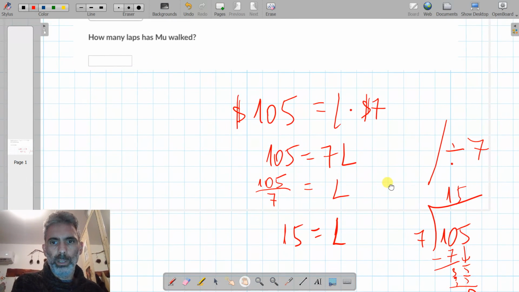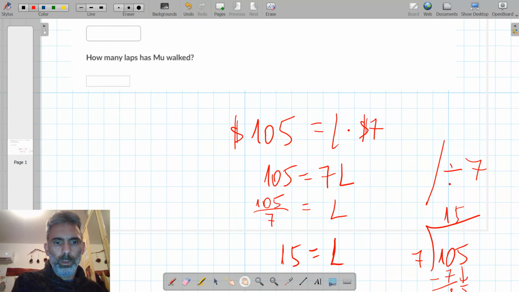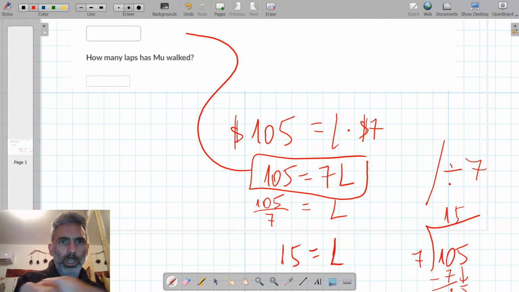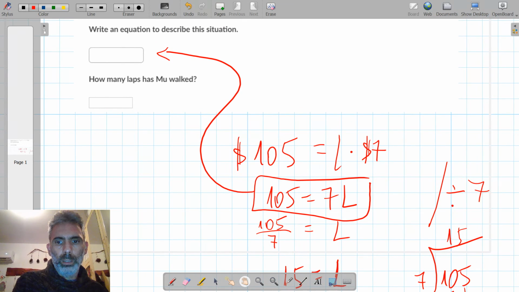So this is the equation, 105 equals 7L. And L equals 15. So this 15 is the number of laps that Moo has walked.